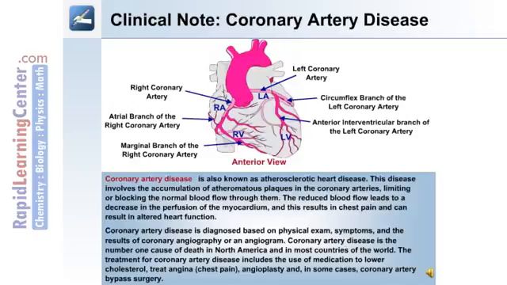Coronary artery disease is diagnosed based on physical exam, symptoms, and the results of coronary angiography or an angiogram. Coronary artery disease is the number one cause of death in North America and in most countries of the world. The treatment for coronary artery disease includes the use of medication to lower cholesterol, the treatment of the angina or chest pain, angioplasty, and in some cases coronary artery bypass surgery.